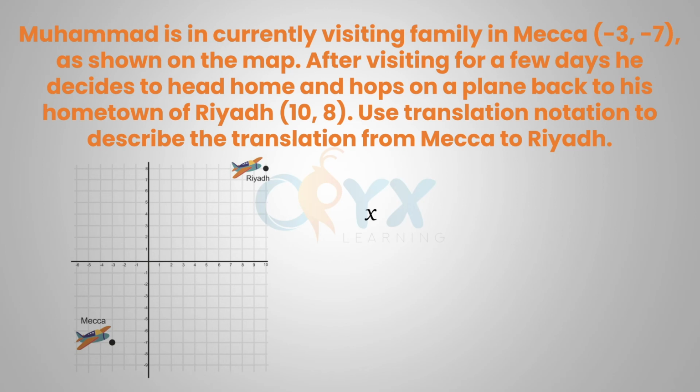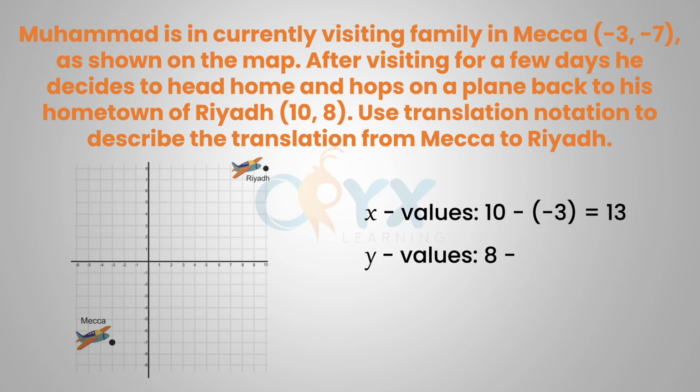So we can see that the x values go from -3 to 10. The distance from -3 to 10 is 10 minus -3, or 13 units. For the y values, we can see that it goes from -7 to 8, the distance being 8 minus -7, or a total of 15 units. Therefore, our translation notation is x plus 13, the horizontal change, and y plus 15, the vertical change.